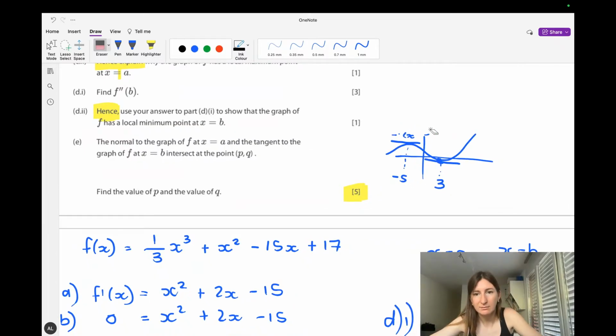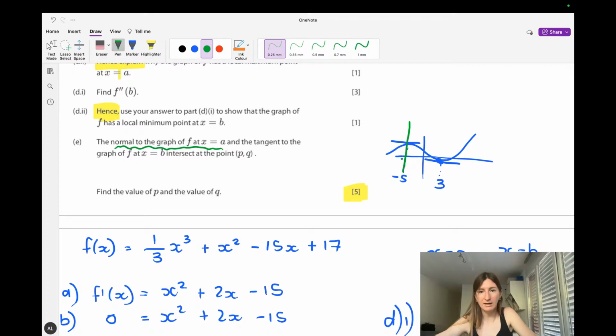Just take away some things here to make it a little cleaner. So at the point x equals a, remember x equals a was -5. So there's this tangent. There is a normal. So let's think about that. If there's a normal and it's perpendicular, it's got to be vertical, right? So the normal to the graph at x equals a is a vertical line.